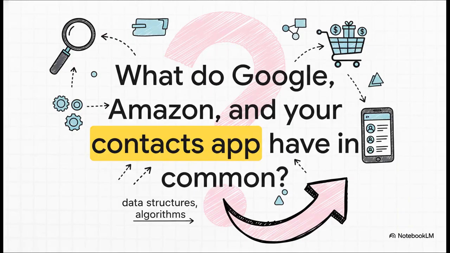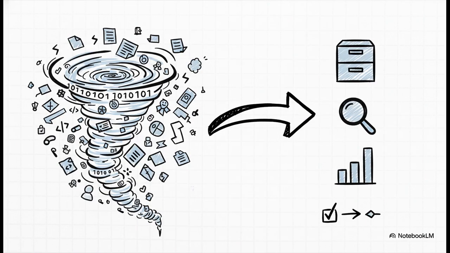So, to kick things off, let me ask you a question. You've got Google, the biggest search engine on the planet. You've got Amazon, a global e-commerce giant. And then you have that simple contacts app on your phone. They seem worlds apart, right? But believe it or not, they all share one fundamental, massive challenge. And that challenge is this. They all have to conquer digital chaos. Every single one of them has to manage, search, and sort through unbelievable amounts of information at lightning speed.